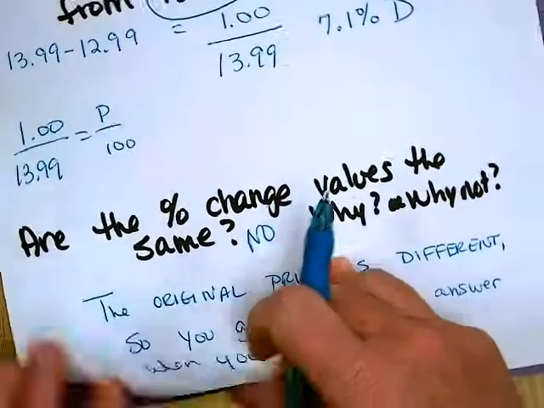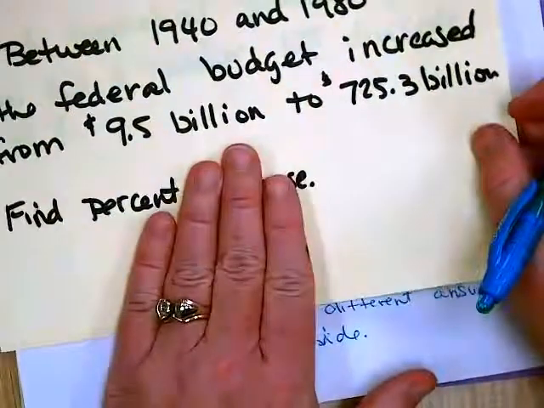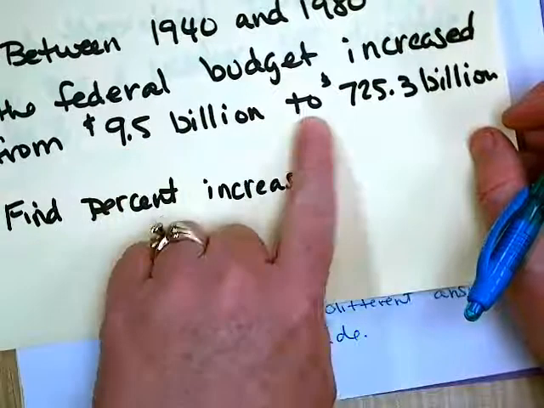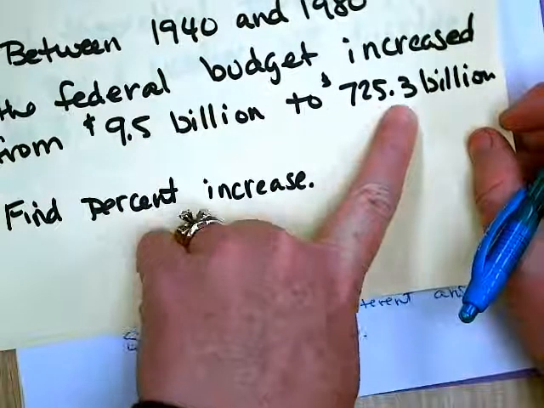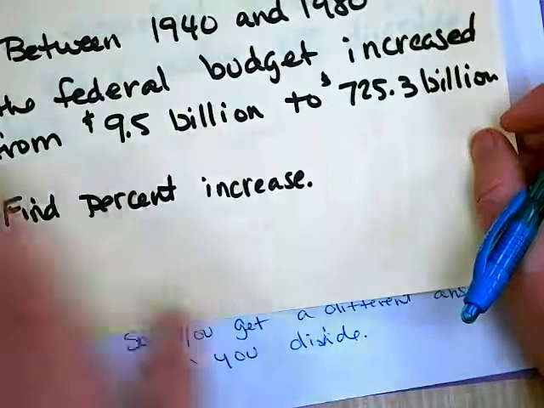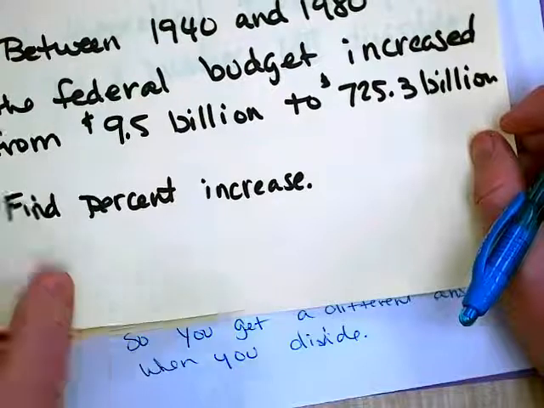Okay. So now I want you to work this problem from your handout. That is 9.5 billion. That is 725.3 billion. Find the percent increase. Okay? It doesn't matter that it's in billions. You're still going to find the percent increase. It's still going to work out for you.